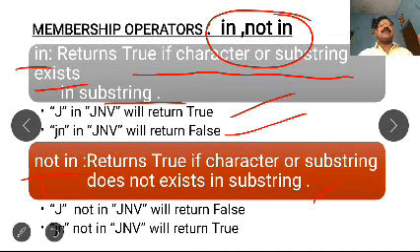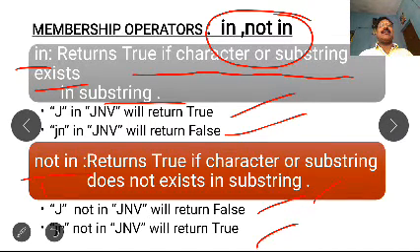If "not in" means the string you are trying to find is not there in the string, then this will return true. If it is there, it will return false. See here the example, 'J' not in 'JNV'. J is already there, but the membership operator states not in, so this returns false. And 'Jn' not in 'JNV' will return true. Why? Because 'Jn' is not in 'JNV'.